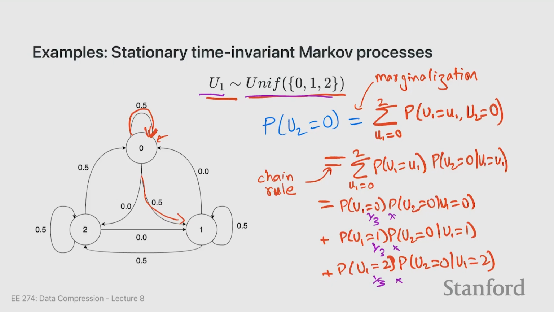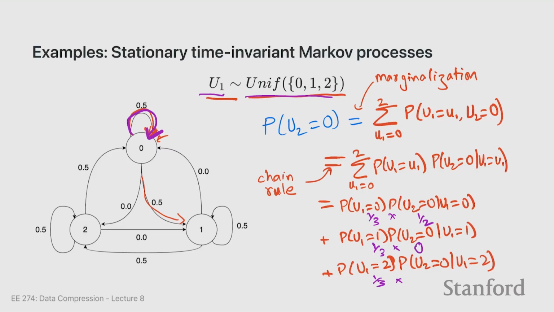Half. I hear half, which is correct, right? Because it's basically this branch. If you're at 0, then the next one is 0 with probability half. What is the probability that u2 equals 0 given that u1 equals 1? Yeah, I hear 0, which is again correct.